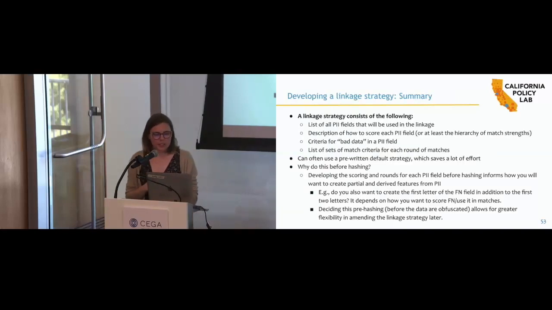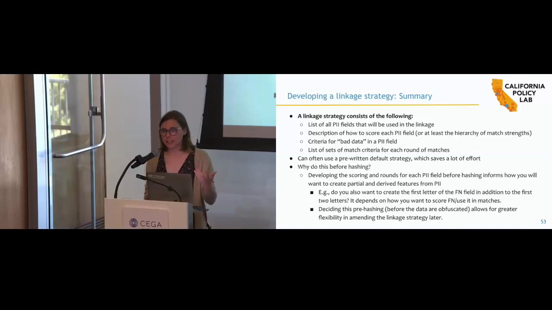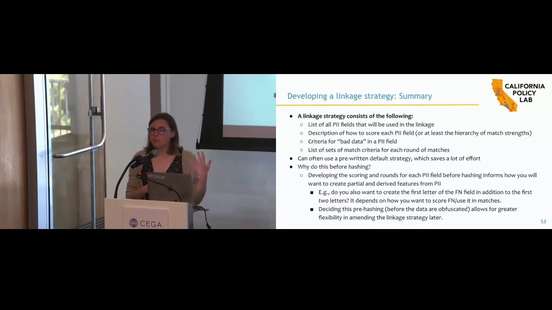So the linkage strategy includes the PII fields, a description of how to score each field, how you're going to treat bad data, as well as your criteria for what is actually bad data, and the list of your rounds. And as I mentioned previously, it's critical to do this all before hashing so that you know what cleaning steps you need to take and what partial fields you'll be taking when you hash.